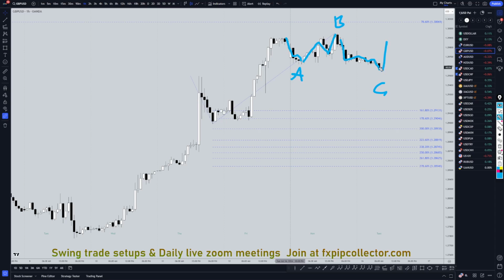So if we do get a nice impulsive move up, if we do get that engulfing break of structure, then I definitely would take it as a long for the continuation of the uptrend, especially on the pound dollar, which the pound has been very strong these last couple of weeks compared to other dollar pairs.